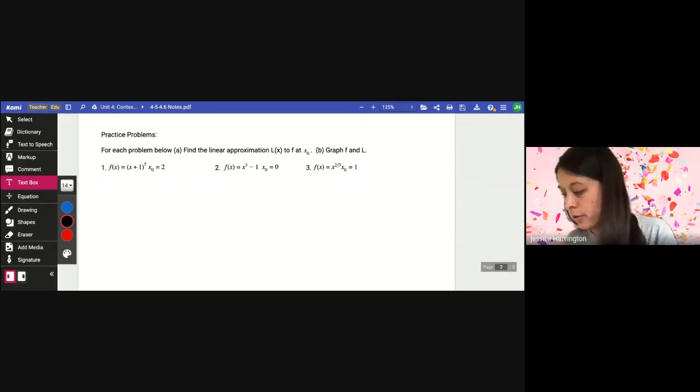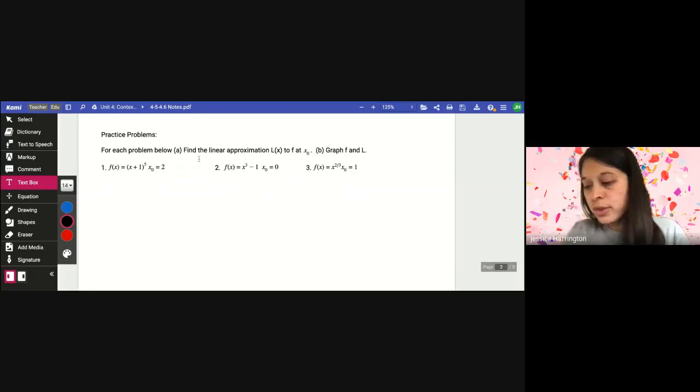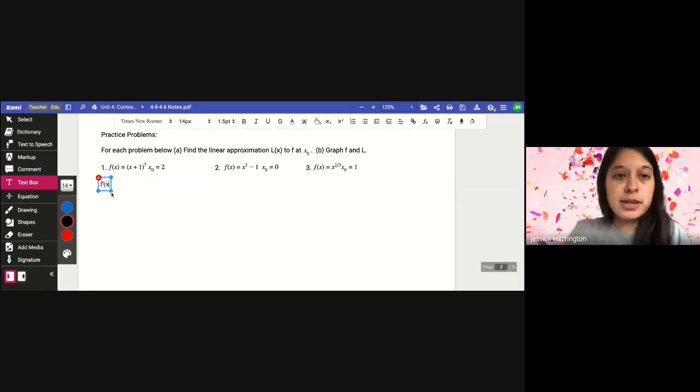So we're not going to graph. We're just going to solve these. So this is f of x. Okay, so the first thing we want to do is to find the slope, find the derivative. So let's find f prime of x.